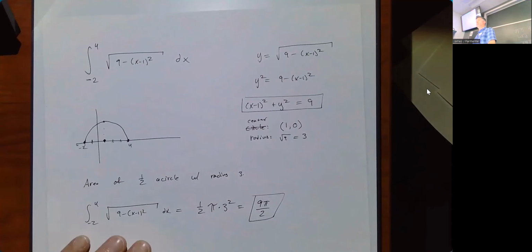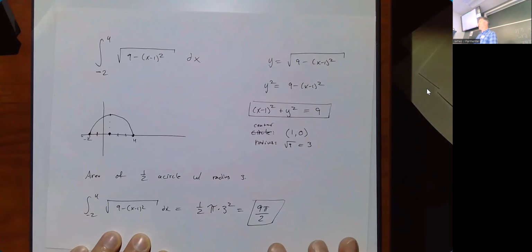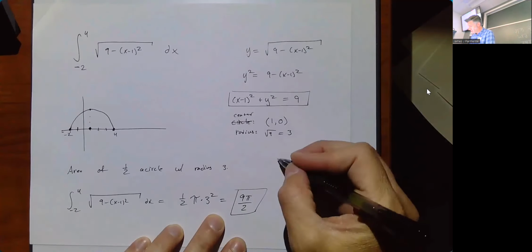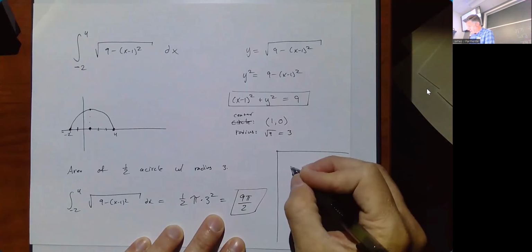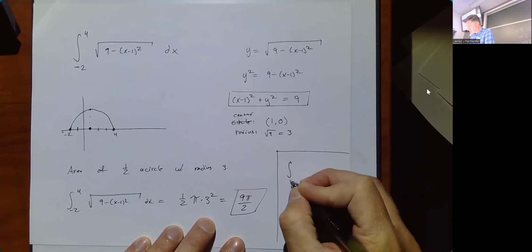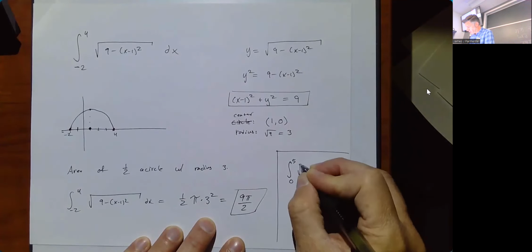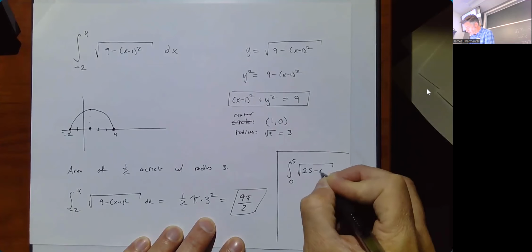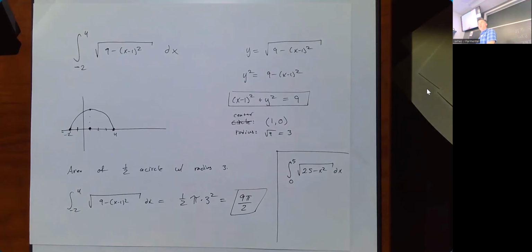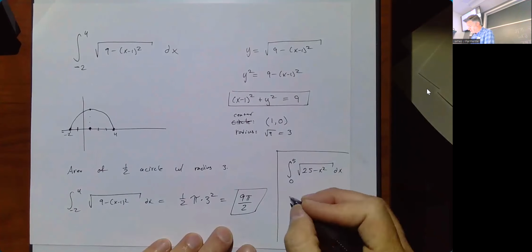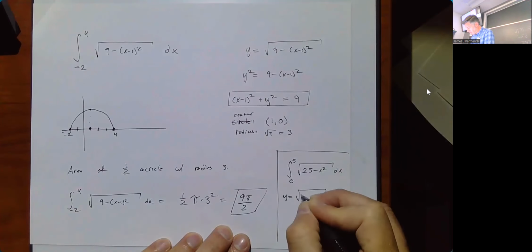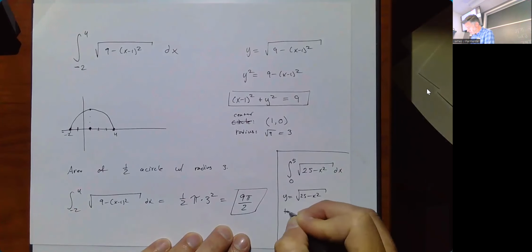So a more typical way of writing a problem like this, which is a little bit less hard, is if someone writes it like the integral from 0 to 5 of the square root of 25 minus x squared. It's a little more obvious that y equal to the square root of 25 minus x squared is the top half of the circle.